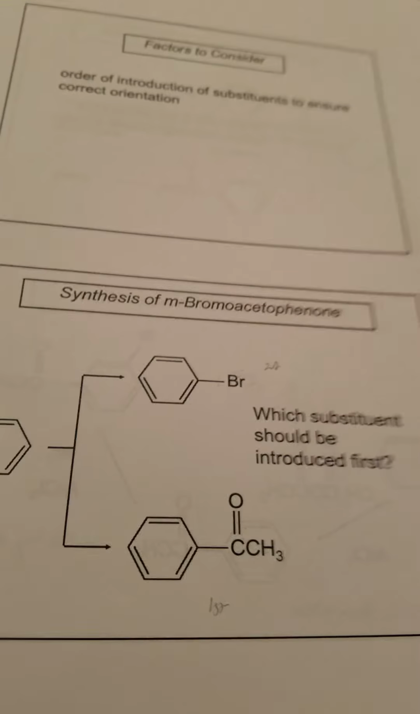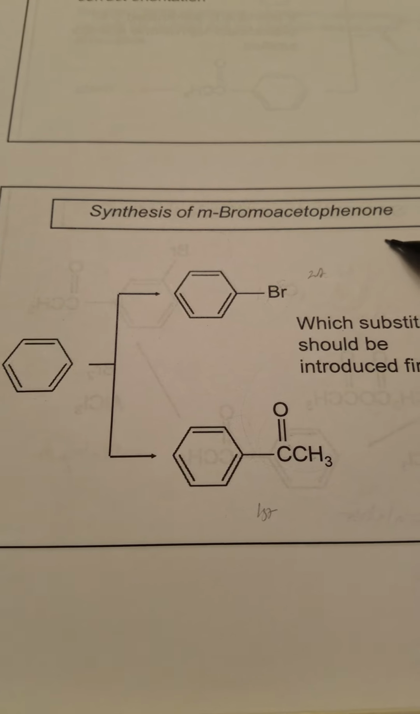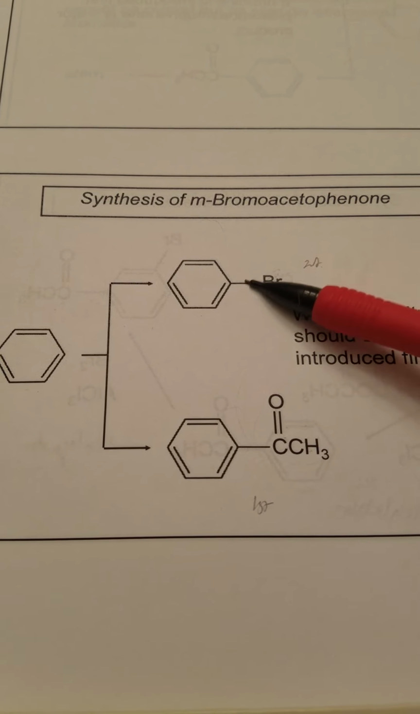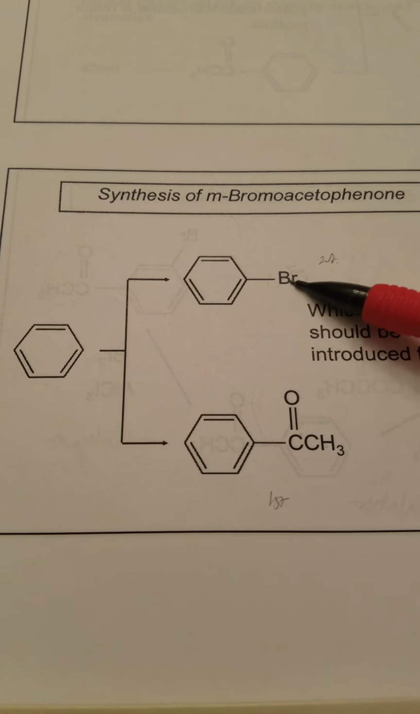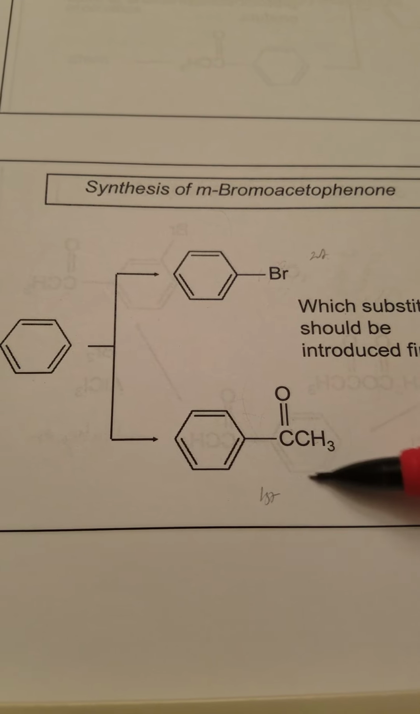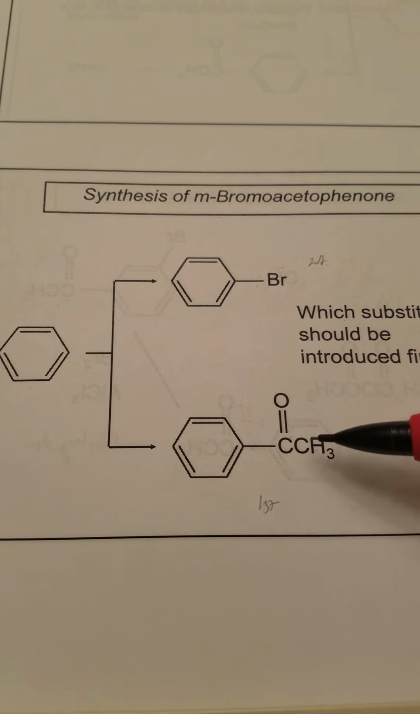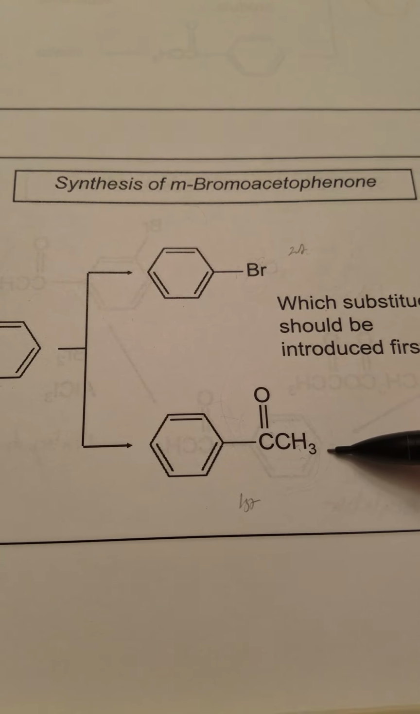So let's look at some synthesis types of reactions. In this particular one, I want to synthesize a meta-bromoacetophenone. So this is a bromo group that I'm going to put on by a halogenation process. This is your acetophenone group, and I'm going to put this one on by a Friedel-Crafts acylation.